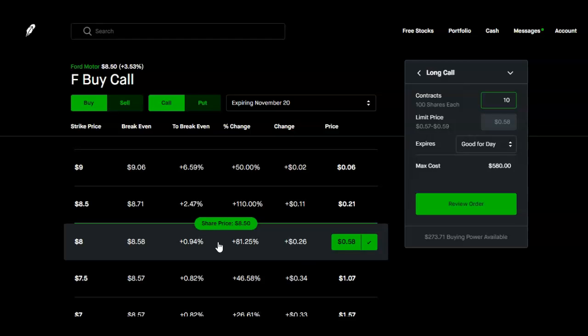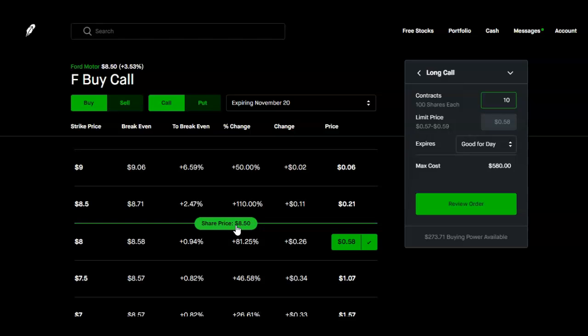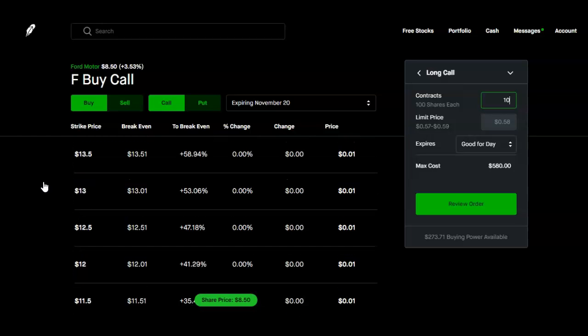But now you can see how powerful this is, because you can basically almost double your money if the stock just moves up like 50 cents. Whereas to actually double your money, if you were to buy 100 shares of Ford stock, the stock would have to go from $8.50 all the way to $17. So that's really how powerful calls are.